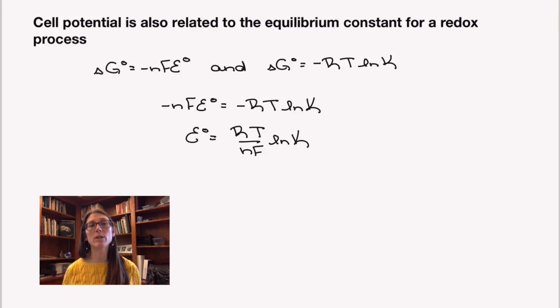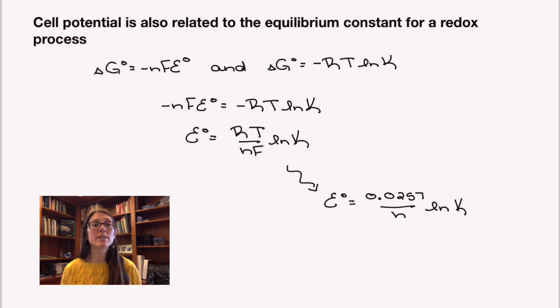Because so often we run these reactions at room temperature, there is a variation of this where the value for Faraday's constant has been plugged in, the value for R has been plugged in, and the temperature of 298 Kelvin has been plugged in. So all you have to worry about is plugging in the value for n. You'll often see this same equation written as E naught equals 0.0257 over your moles of electrons being transferred times the natural log of K. If we know the value for E naught, we can solve for K. If we know the value for K, we can solve for E naught.